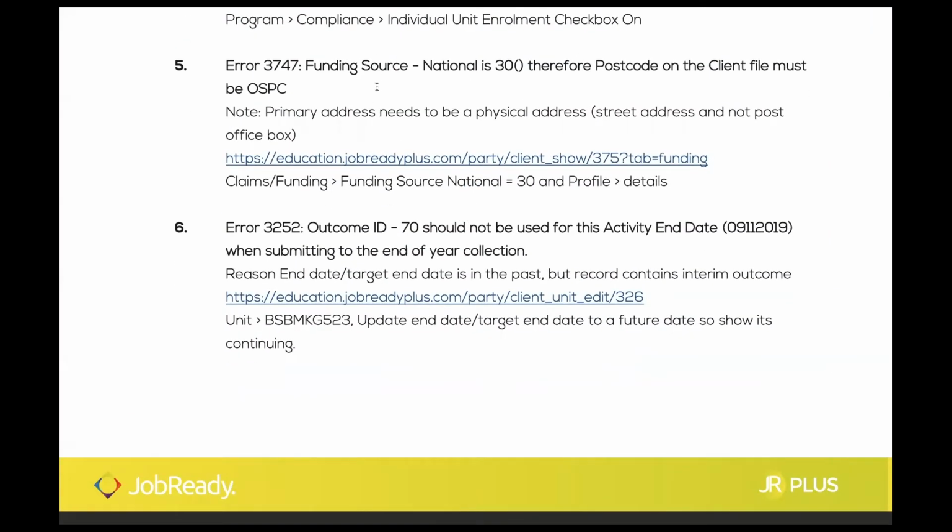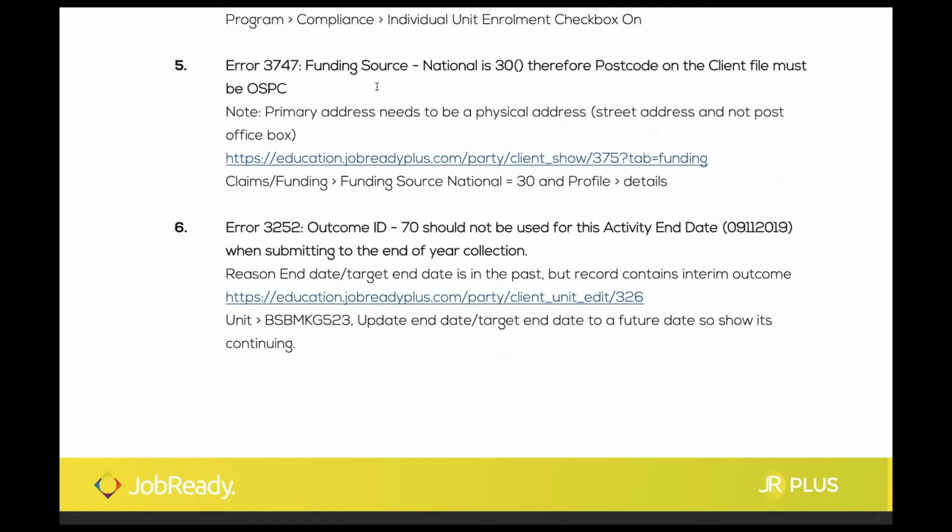Okay, yep. So the error is 3747. It says funding source national is 30. Therefore, postcode on the client file must be OSPC. So again, there's an upcoming change around funding source national 30, which we're going to touch on later, but it shouldn't affect your 2019 reporting.